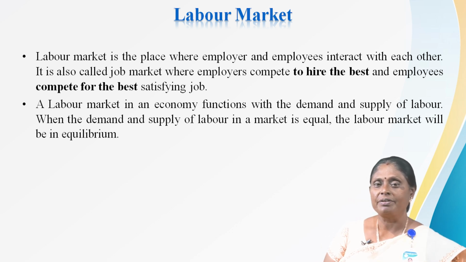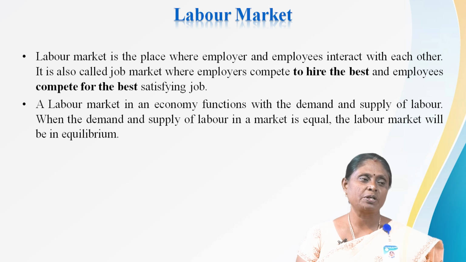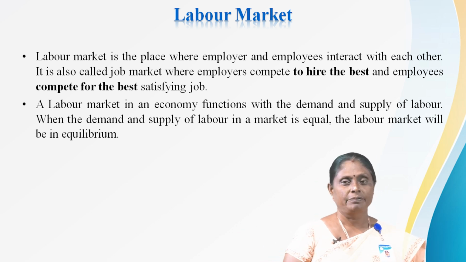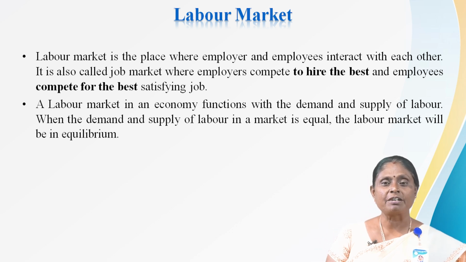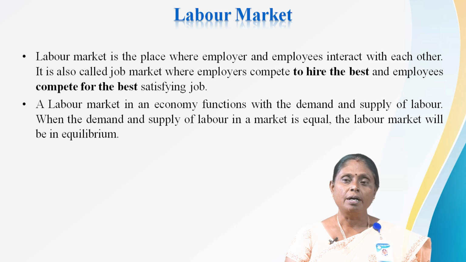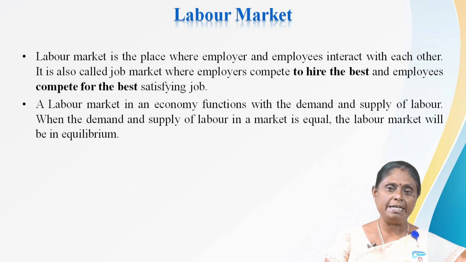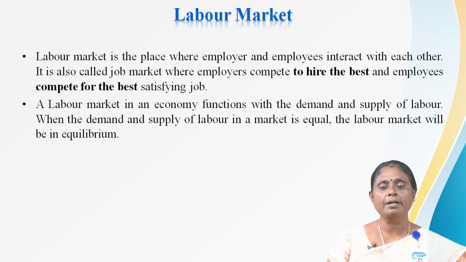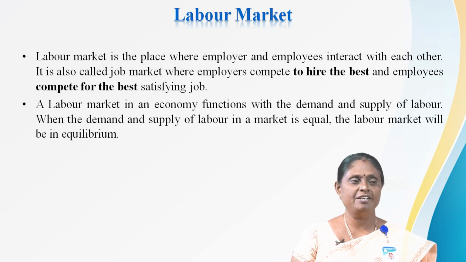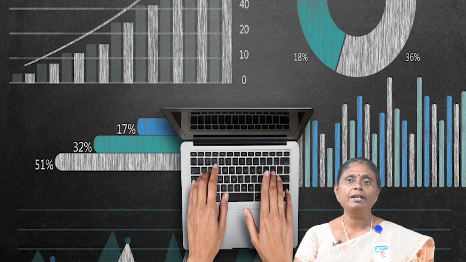Next definition, it is one of the most important factors of production. Factors of production: land, labor, capital and organization. So labor is one of the important factors of production. The labor services cannot be separated from the laborer. Therefore the conditions under which such services are rendered, and also the labor market, play an important role in wage determination. Okay. In India, how does the labor market run?